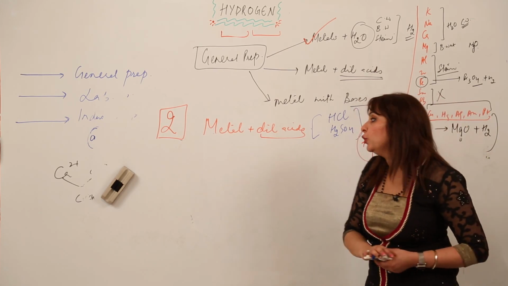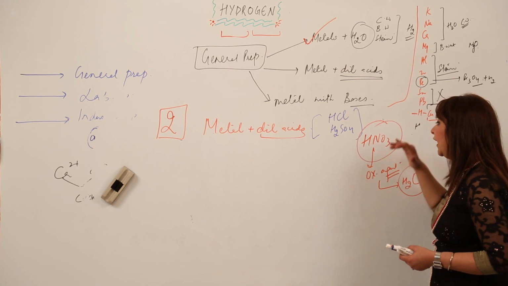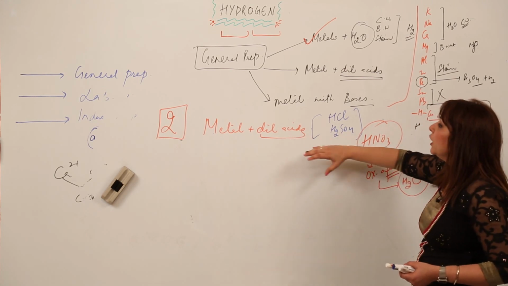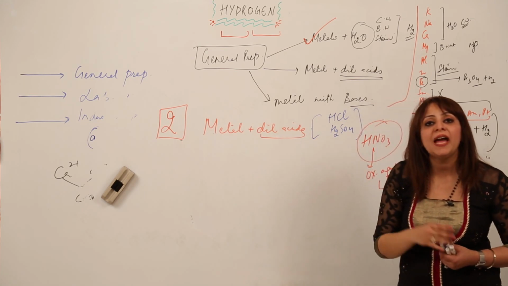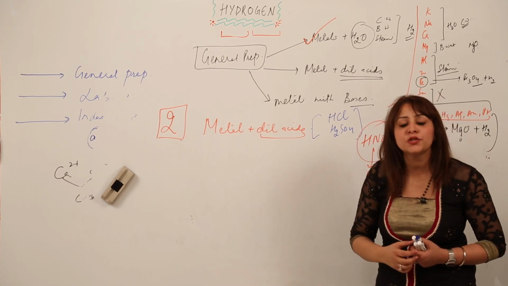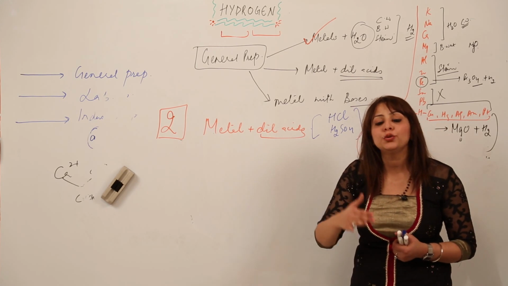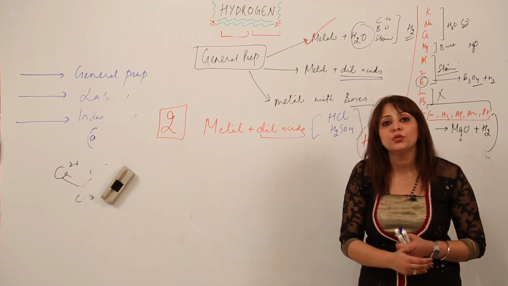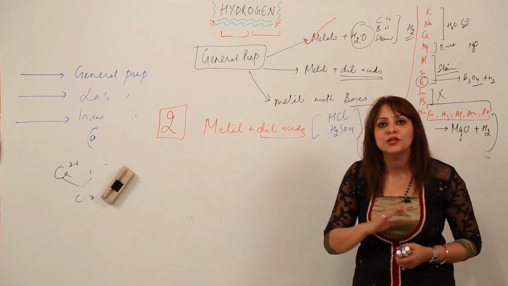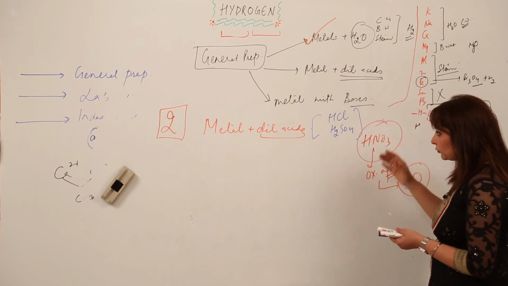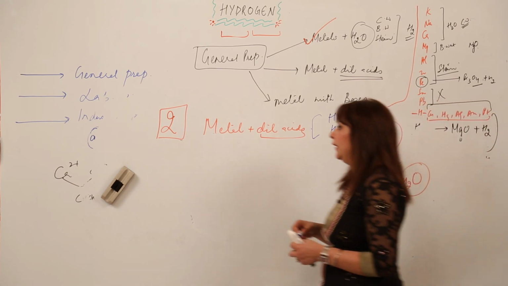Again, I am repeating for you, do not use HNO3 as the dilute acid for the preparation of hydrogen from metals, because HNO3 acts as the oxidizing agent. It oxidizes H2 to H2O. So instead of hydrogen gas, we get water. So that means HNO3 is not used, right? And I'll be showing you with examples as well.